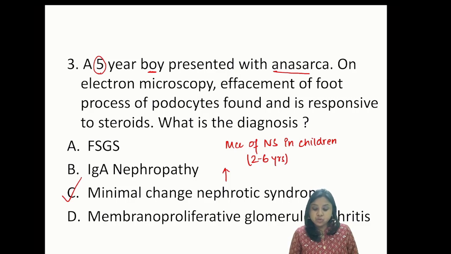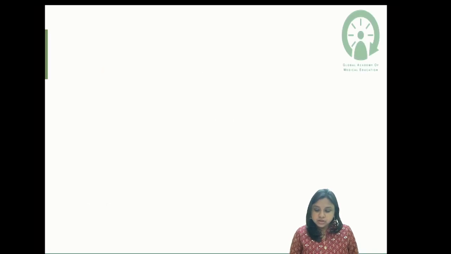Okay. And what happens in case of minimal change nephrotic syndrome? You do not need a renal biopsy, but in case you do a renal biopsy, on light microscopy you will not find anything. Only on electron microscopy you will find that there is loss of foot processes. So it is also known as podocytopathy.